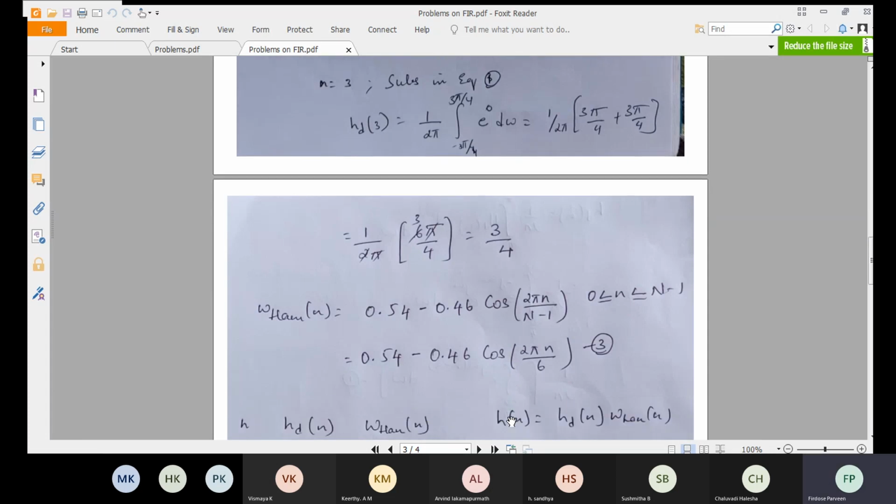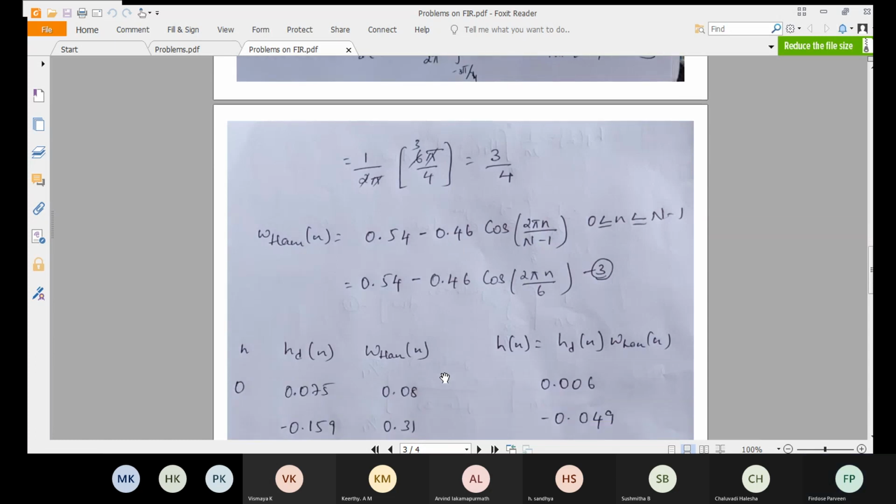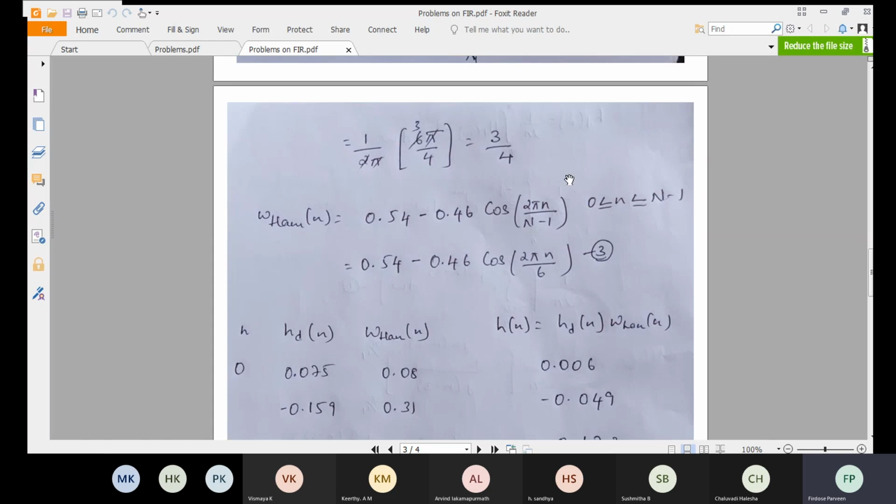So for Hamming window, what is the formula? These formulas you should remember very correctly. So the Hamming window formula is 0.54 minus 0.46 cos of 2 pi n divided by N minus 1. So N is equal to 7, 7 minus 1 is 6. So now, let me calculate HD of 0.